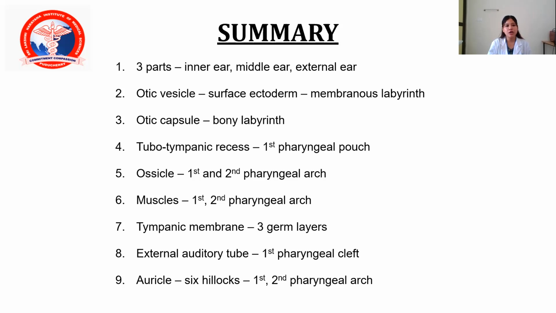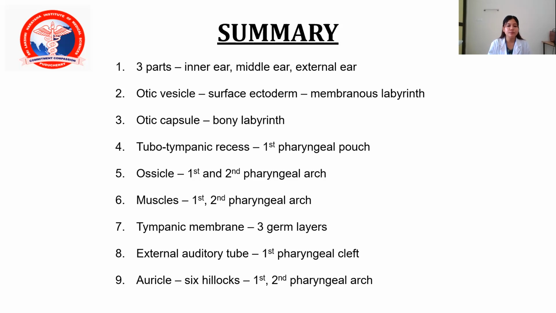Then the muscles related to the ossicles are the tensor tympani and the stapedius muscle. The tensor tympani, which is related to the malleus, develops from the mesenchyme of the first pharyngeal arch, and the stapedius, which is related to the stapes, develops from the mesenchyme of the second pharyngeal arch. The tympanic membrane consists of three layers. It's a very, very important viva question. It develops from the three germ layers: the ectoderm, mesoderm, and the endoderm.